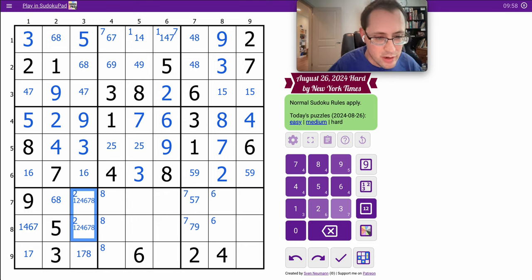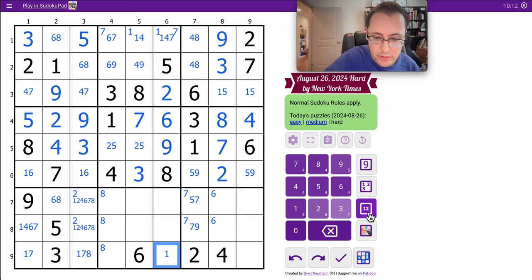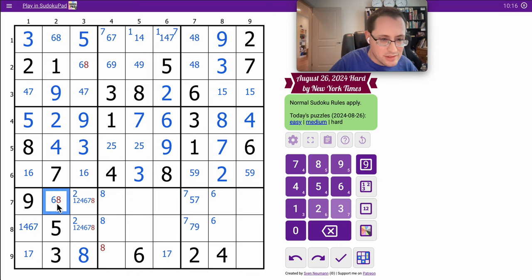Which two has to go here. And I don't think I have anything else that helps. I don't. 2, 5, 6, 8, 9. So these are 1, 3, 4, 7. And this sees 3 and 4, so is also 1, 7. Therefore, the 8 is placed, which gives me a 6.